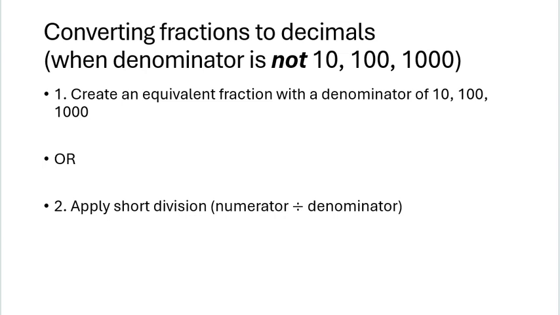So now what happens when the denominator is not a 10, 100 or 1000? You can do one of two things. Create an equivalent fraction with a denominator of any of these. Or you just do short division.